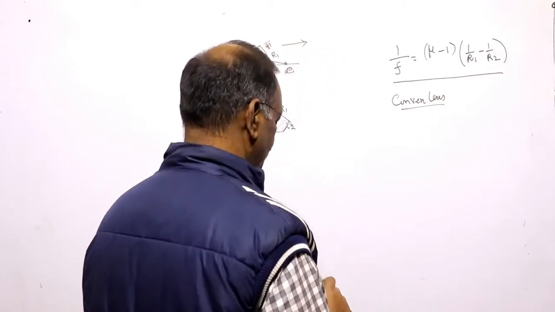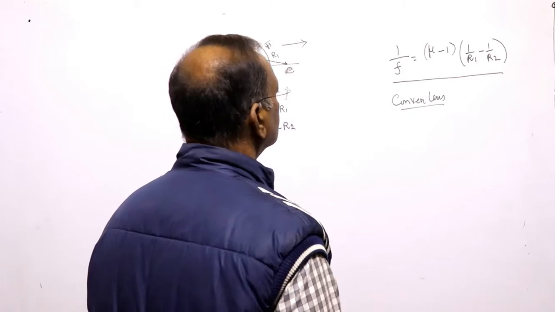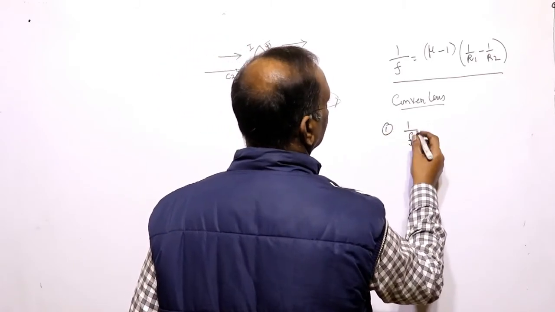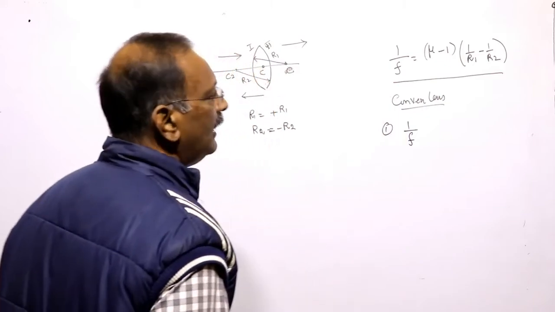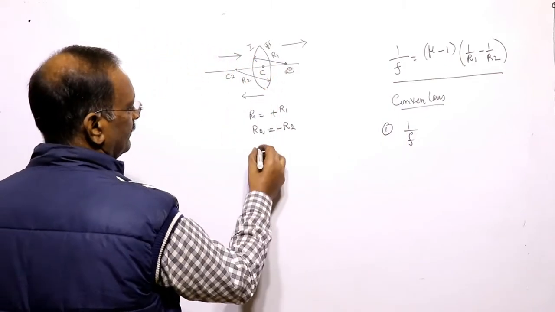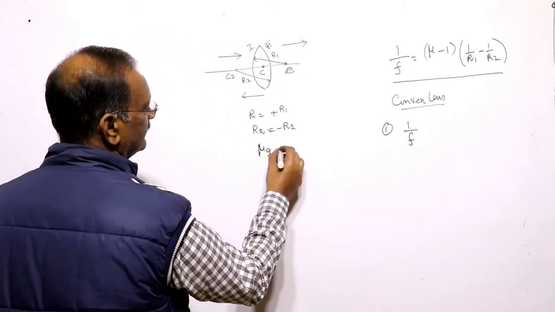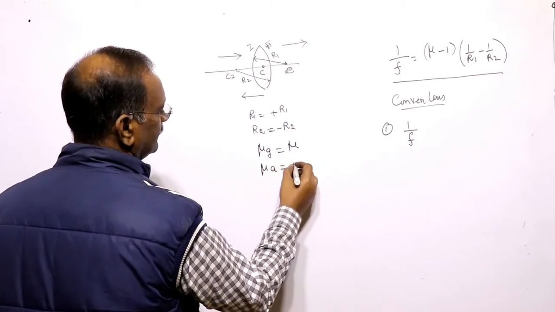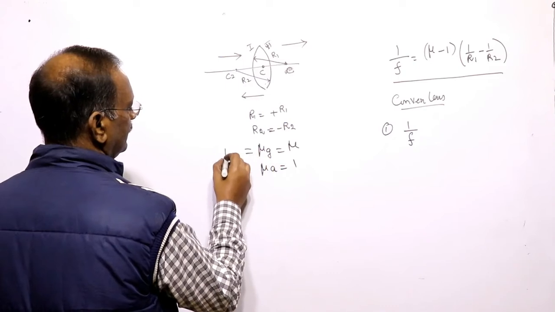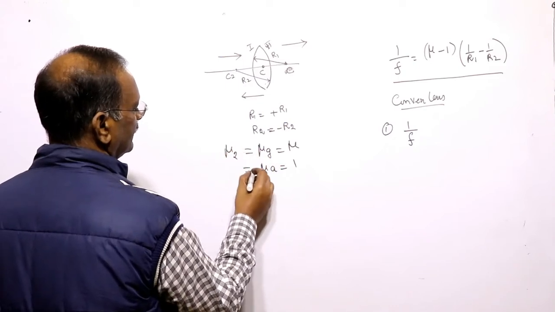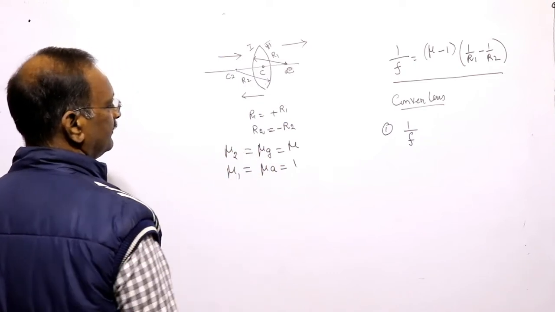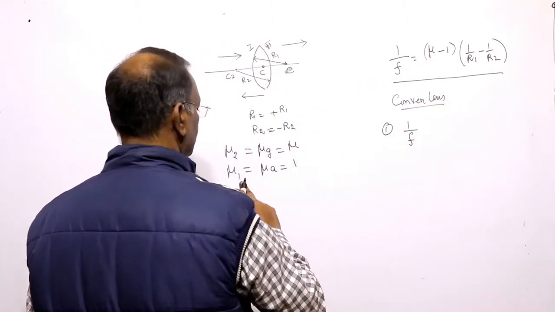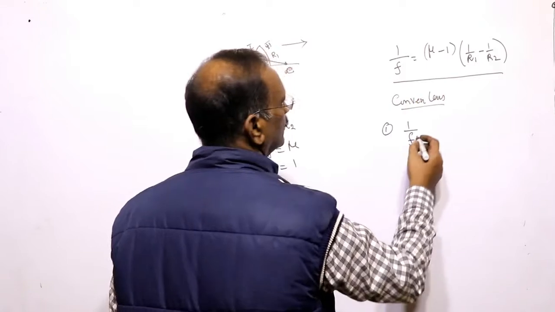For a convex lens, the equation becomes 1 by f when it is kept in the air. The lens is kept in the air, so the refractive index of air is equal to 1, which is the refractive index of the second medium, equal to the refractive index of the first medium. That's why we replaced mu2 by mu1, divided by mu1, which is equal to 1.